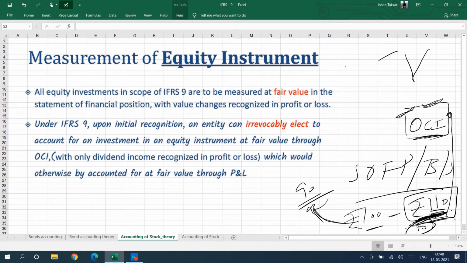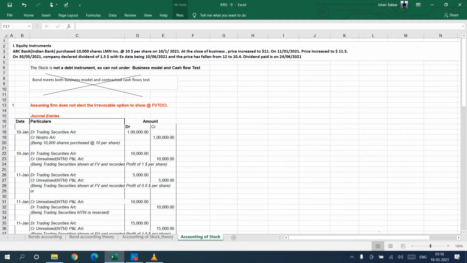So let's see how we do the accounting. I hope you are clear with the rules. The default rule is to take the changes in fair value to the profit and loss account, and there's an irrevocable option where we can take the gain or loss to OCI. And with regard to dividend, it always has to be taken to the profit and loss account only. Okay, let's see how we do the accounting.